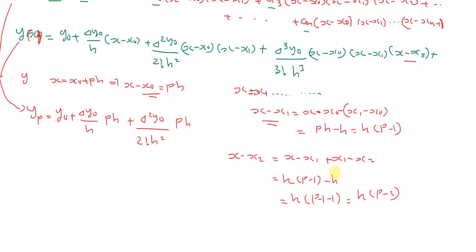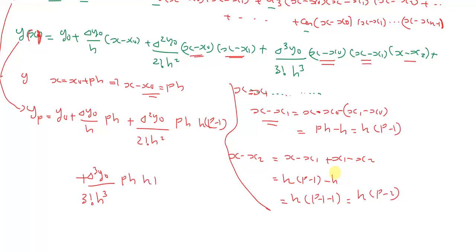So del square y naught, p into h, so x minus x naught is equal to p into h. Now x minus x1 is equal to h into p minus 1. Next term plus del cube y naught by 3 factorial into h cube, x minus x naught will come, that is equal to p into h. Then x minus x1, that is h into p minus 1. Then x minus x2, that is equal to h into p minus 2.